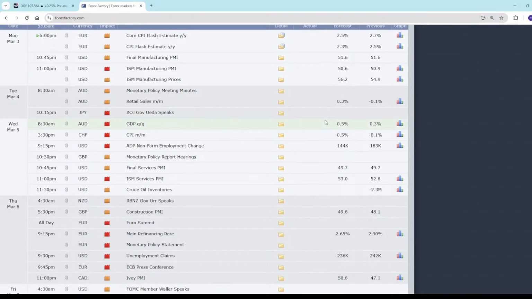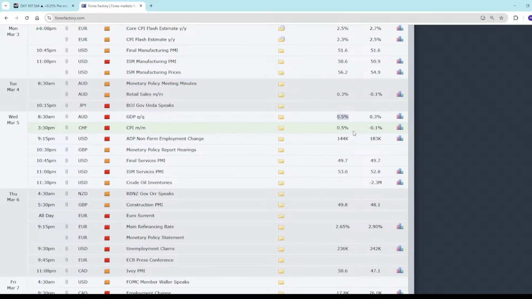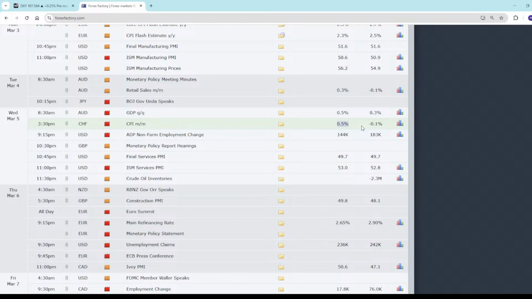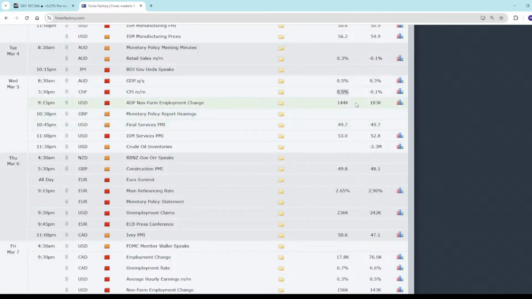On Wednesday, Australia's GDP data will be released, expected to be higher than previous. Swiss CPI, so this is inflationary data, will be released as well, and it's expected to come to 0.5, much higher than the previous minus 0.1. US ADP, non-farm employment change, UK's monetary policy report hearings, and US Services PMI and crude oil inventories.